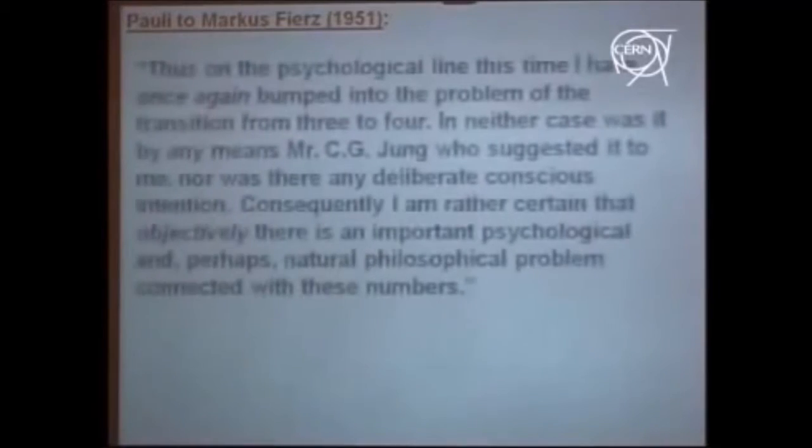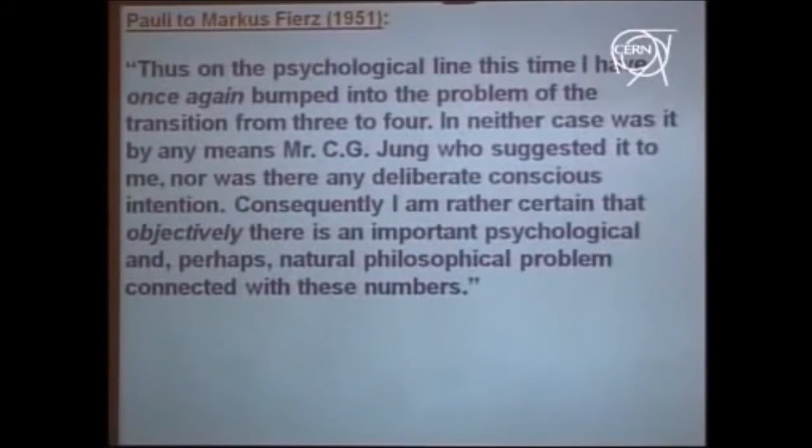Then he continues, "Thus, on the psychological line, this time I have once again bumped into the problem of the transition from 3 to 4. In neither case was it by any means Mr. C.G. Jung who suggested it to me, nor was there any deliberate conscious intention. Consequently, I am rather certain that objectively there is an important psychological and perhaps natural philosophical problem connected with these numbers, namely that 3 and 4 are archetypes."